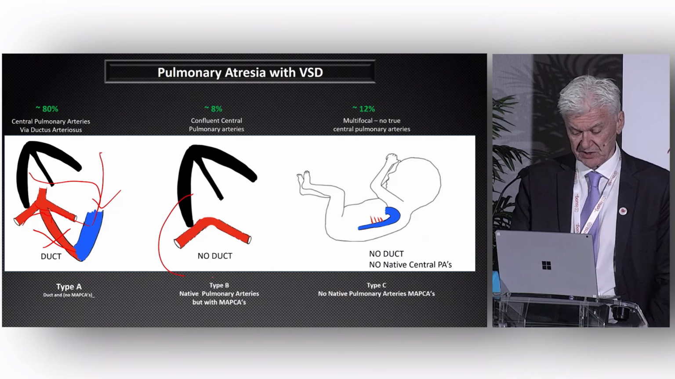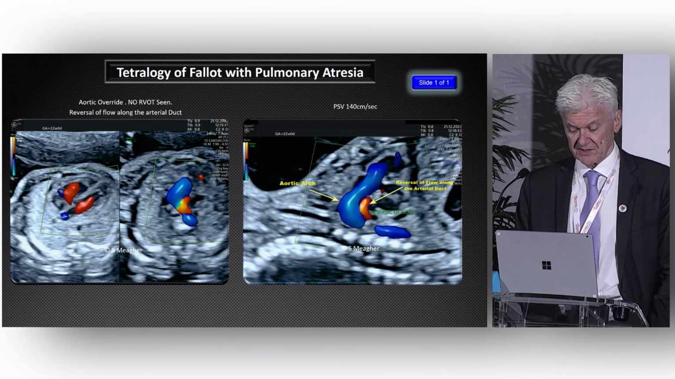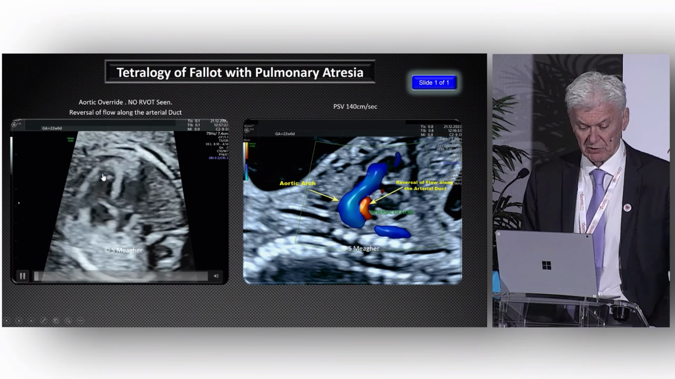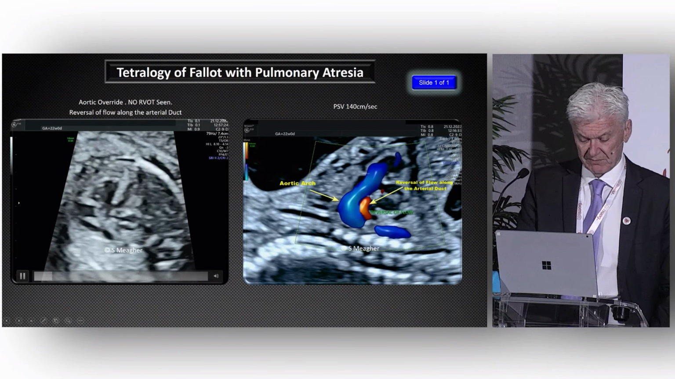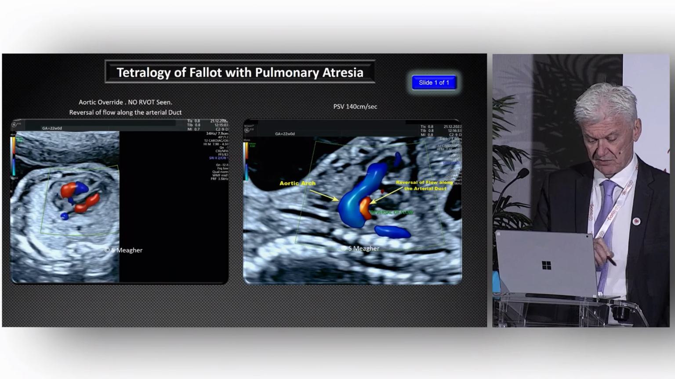This is a case, however, where there's no duct, which represents 80% of them, and then there's this really worrying group where the collaterals solely come off the descending aorta. So how does it look? Well, you first of all look at the four-chamber view of the heart. You see the perimembranous VSD, you see the aortic override, and you see the aortic valve.